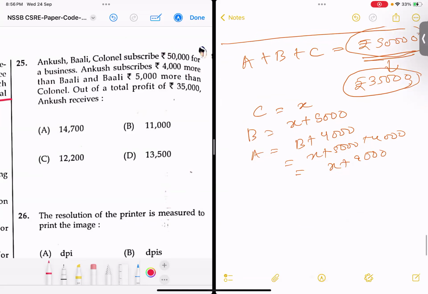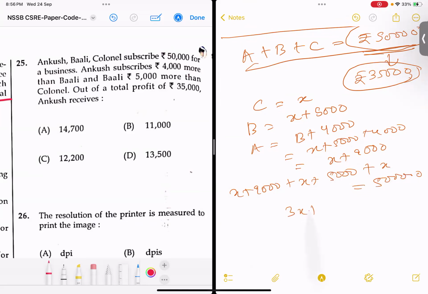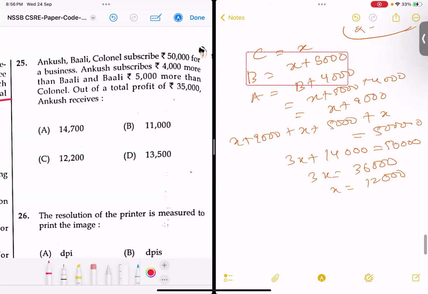Now we know the total sum they have invested is 50,000, which means X plus 9,000 plus X plus 5,000 plus X should be equal to 50,000. So 3X plus 14,000 is equal to 50,000. 3X is equal to 36,000, so X is equal to 12,000. So Kolnal invested 12,000.